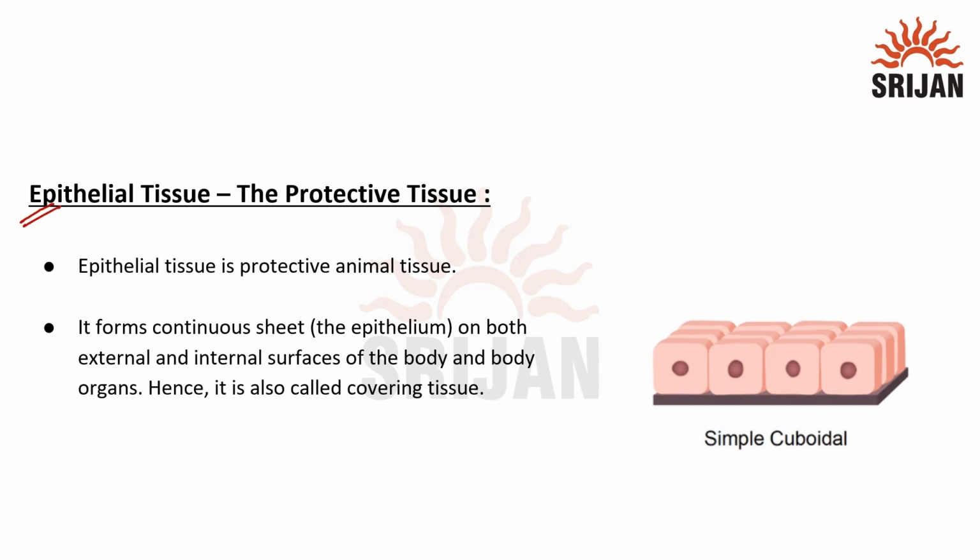This is the protective tissue in the case of animals. So can you see over here? This is forming a continuous tissue. So this is a type of epithelial tissue. And this epithelium tissue is forming a continuous sheath both on the external as well as internal surface of the body, and hence it would also be called the covering tissue.